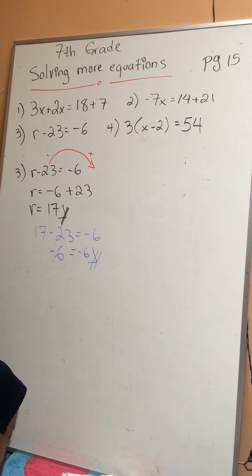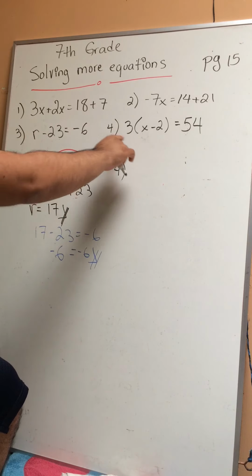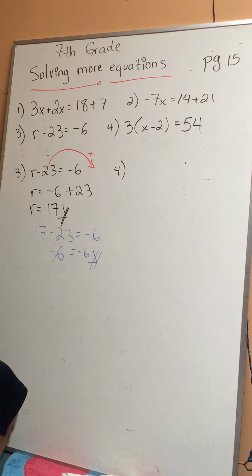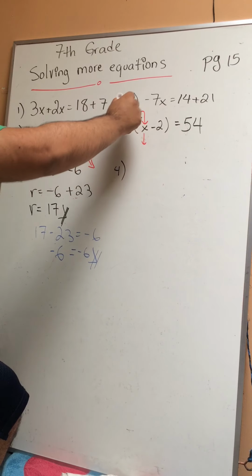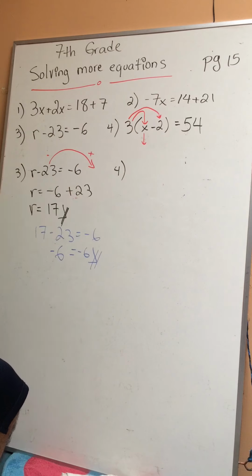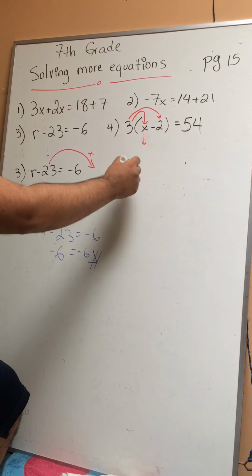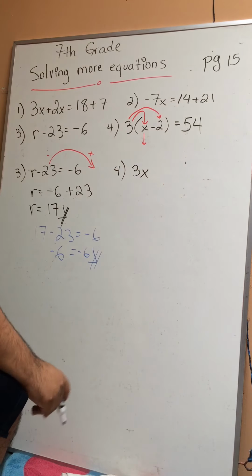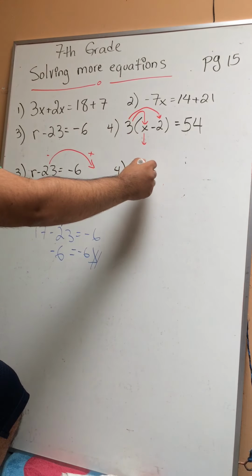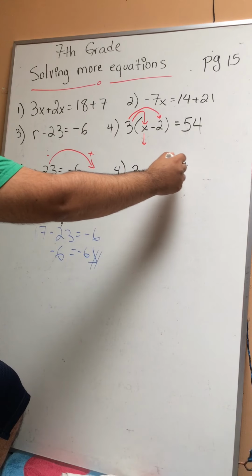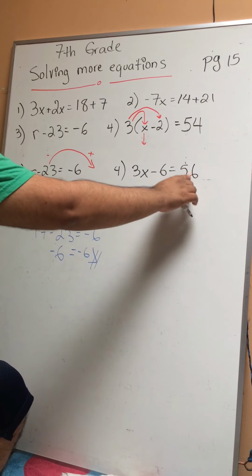Now, let's work on number 4. Here, we have to apply the property that we already know, the distributive property. This number is going to multiply this one first, and this number is going to multiply this one first. And then we can add or subtract the numbers that we need. So we would have 3 times x, 3x. 3 positive times minus 2, minus 6. And that would be equal to 54.